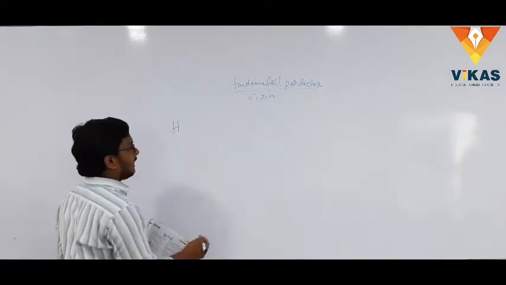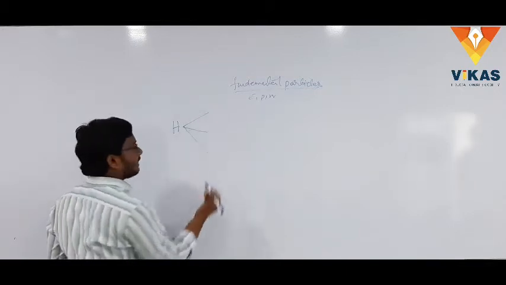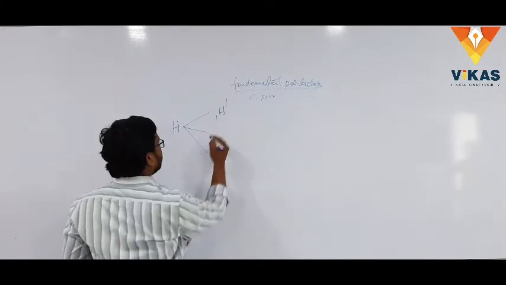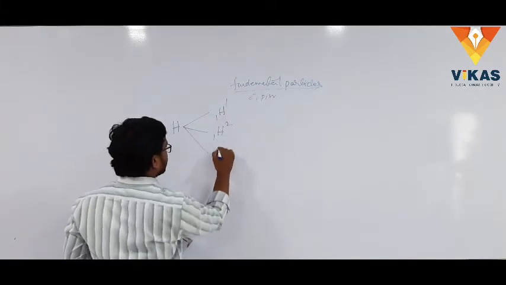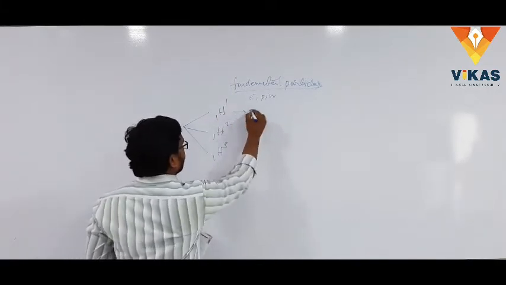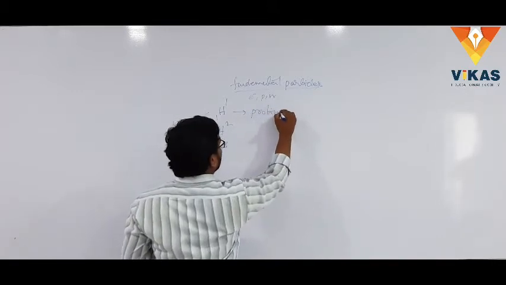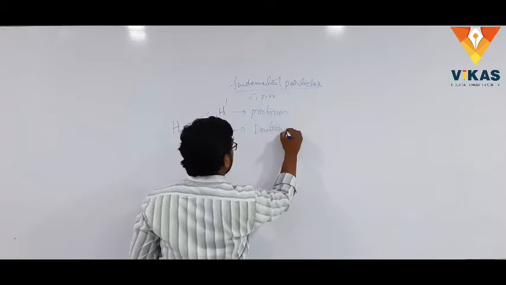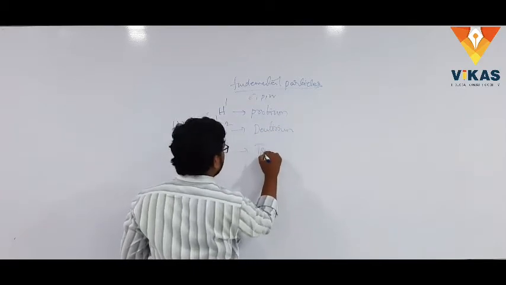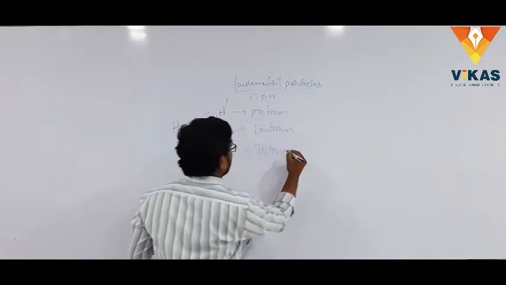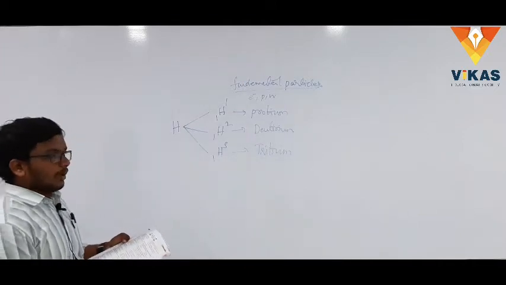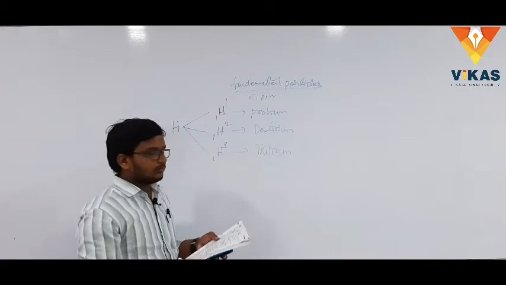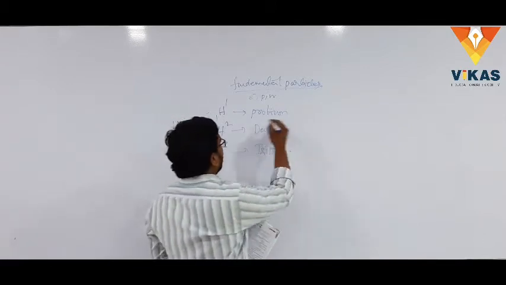So, we should know what the isotopes of hydrogen are. There are three isotopes of hydrogen. The first one is protium, 1H1, then 1H2, and 1H3. This is called protium, this is called deuterium, and the third goes as tritium. Right. We will see more in detail when we come to the isotopes topic.